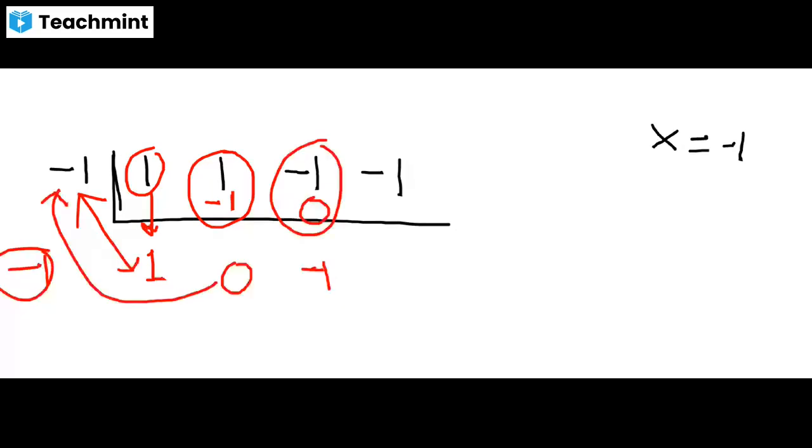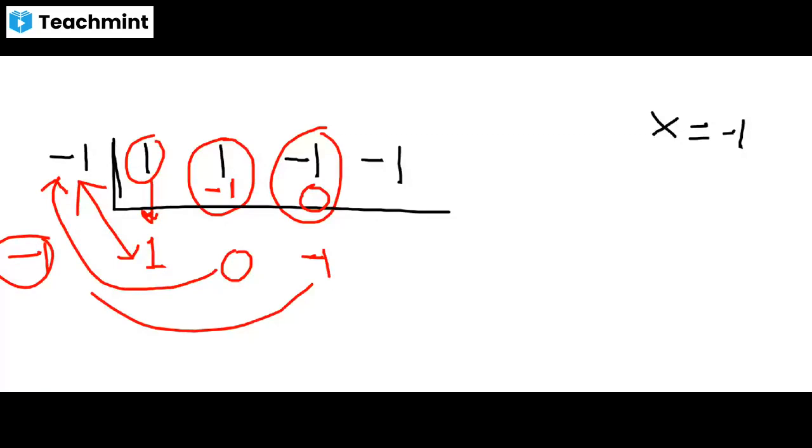Now multiply this minus 1 again with minus 1. So what do you get? Minus 1 into minus 1 is plus 1. Write that plus 1 over here. And add these two. What do you get? 0.